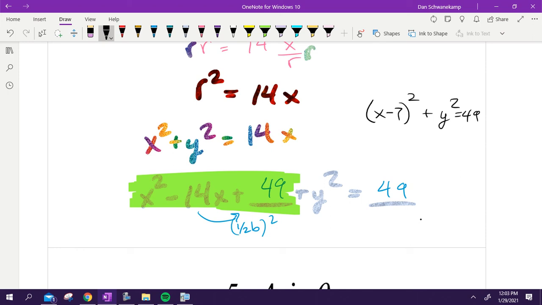It's a circle. Which direction is your circle going to move? It is moving to the right because it's with my x. It's going to take me on the x-axis, and it's minus 7. We do the opposite, so it should take me to the right. What is the radius of that circle going to be? 7.